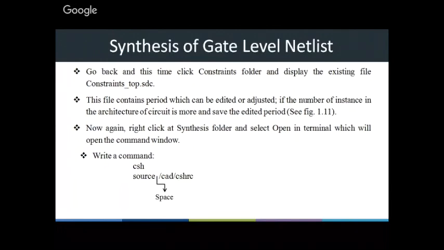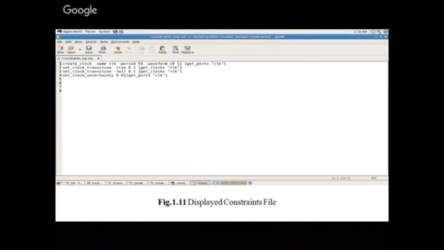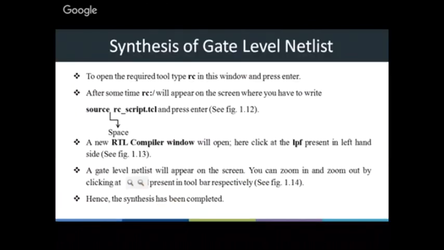Again we have to type these commands. One is csh and the second one is source /cat/cshrc. To open the required tool, as we have to perform the gate level netlist synthesis, we open the tool rc in this window and press enter. After some time, the rc prompt will appear on your screen. From here, you have to write source rc_script.tcl, and press enter. A new RTL compiler window will open.